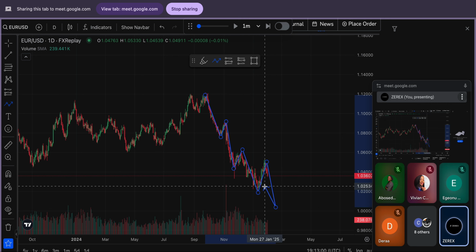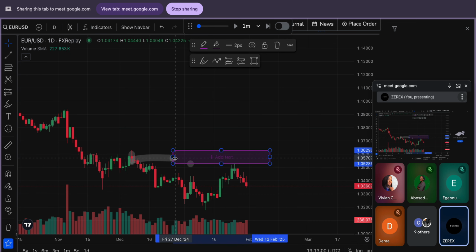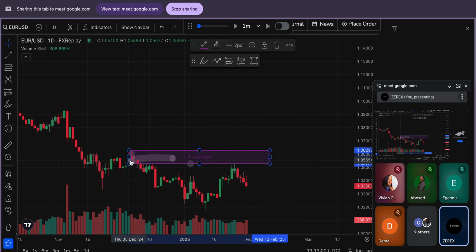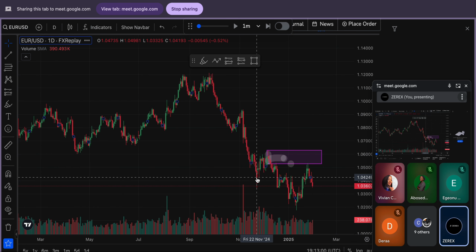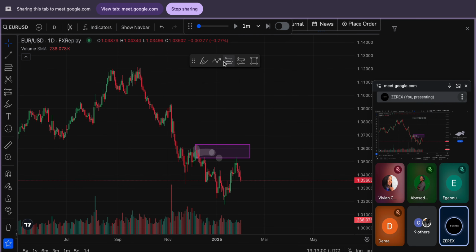So what did I do? I take that candlestick. So I take that candlestick. That way, I know I'm coming for shorts, which is sell.